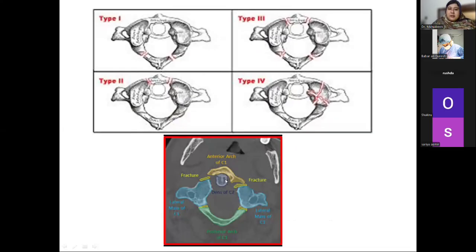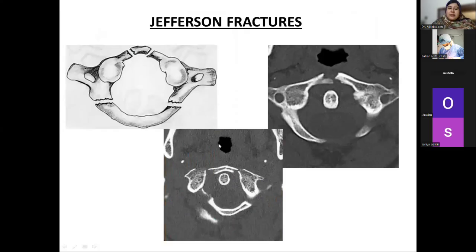So we can see here on the CT scan, this is the axial cut. This is the anterior arch of C1. This is the posterior arch. And here we can see there is a disruption of the anterior arch, with a fracture over here and over here as well. The fracture involving the anterior arch only is known as the type 2 fracture. So this is how atlas fractures are seen.